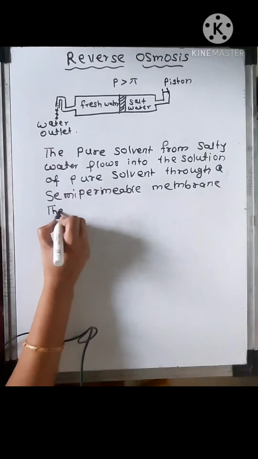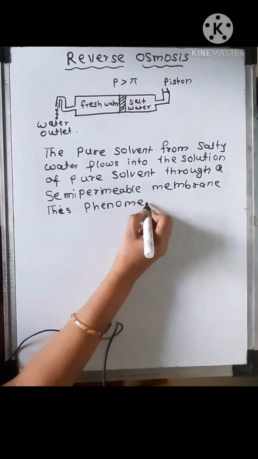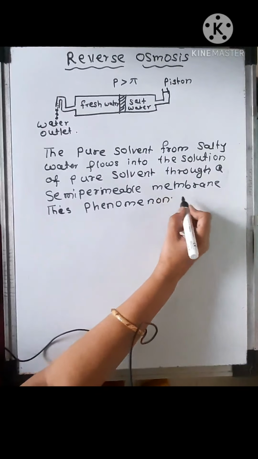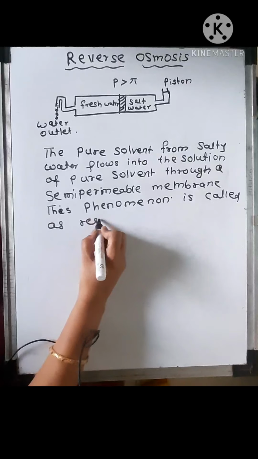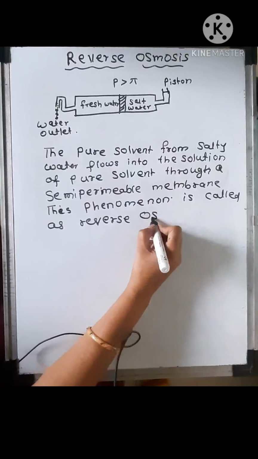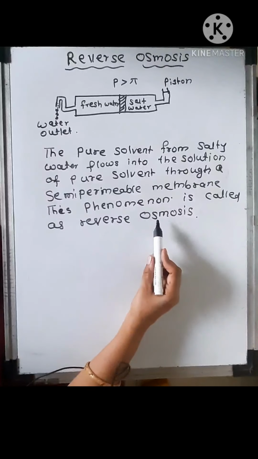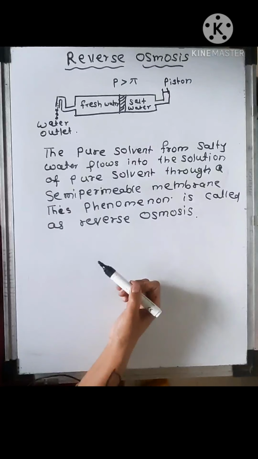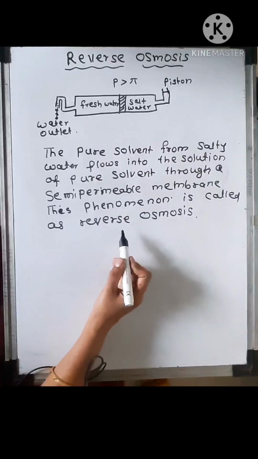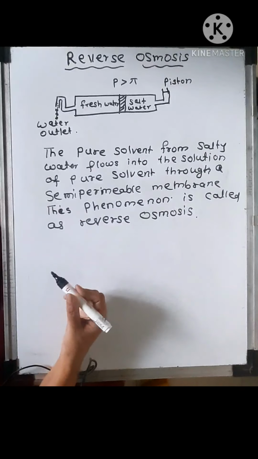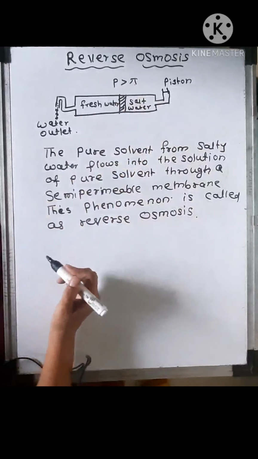and this phenomenon is called reverse osmosis. And as you know, what is osmosis? Osmosis is the flow of pure solvent into the solution through a semi-permeable membrane. But in reverse osmosis, we apply a larger pressure than osmotic pressure. P is greater than pi, that is, than osmotic pressure.